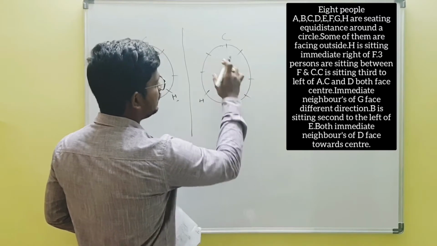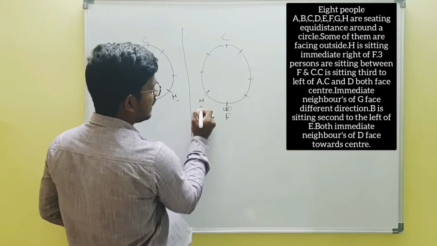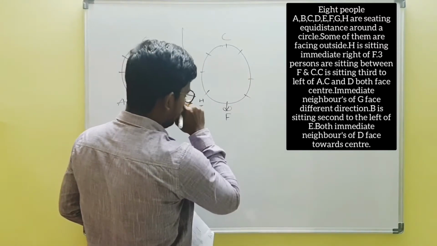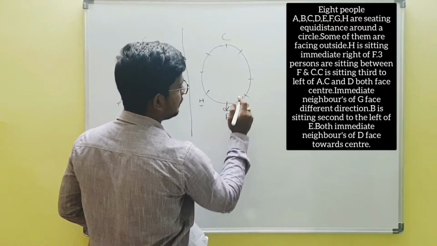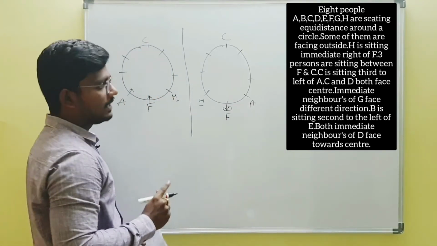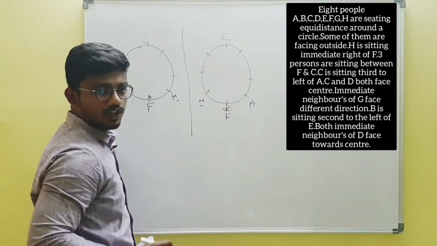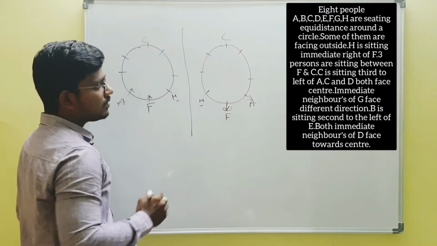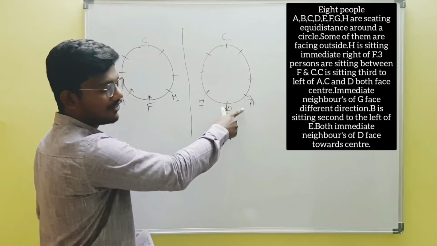Coming to this case, two persons should be in between A and C. Here H is already placed in this case. So coming to this direction, if two persons are placed in between A and C, here A must be placed. As C is third to the left of A, A must face outside, so that C will be third to the left of A.